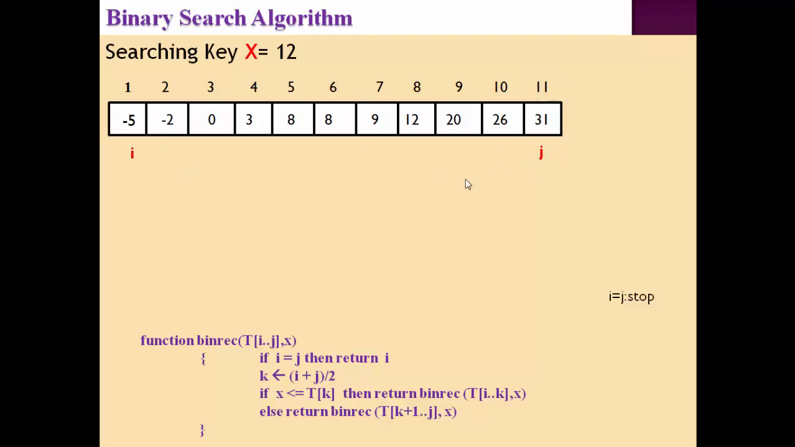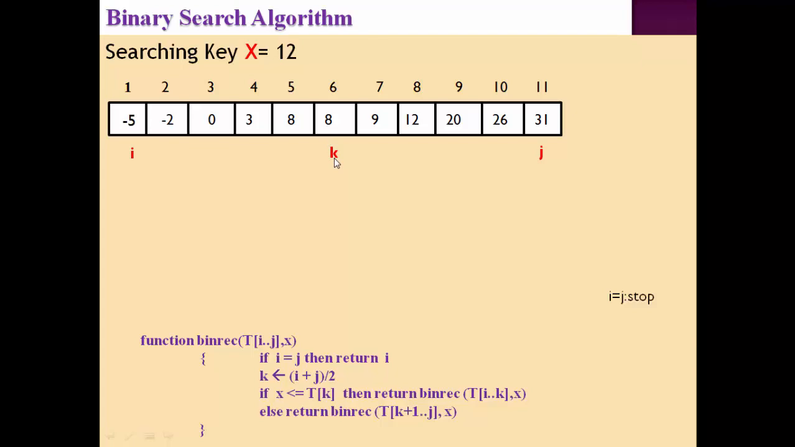The next step is to identify the middle element, or we can say the index of the middle element. How can we find the index of the middle element? We perform the operation (i plus j) divided by 2. i is equal to 1, j is equal to 11. So 1 plus 11 is equal to 12, and 12 divided by 2 is 6. So the middle element index will be 6, that is, k is equal to 6. k is the index of our middle element. So i is the index of the first element, j is the index of the last element, and k is the index of the middle element.